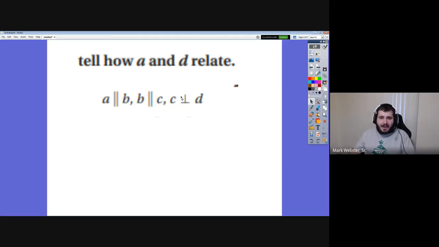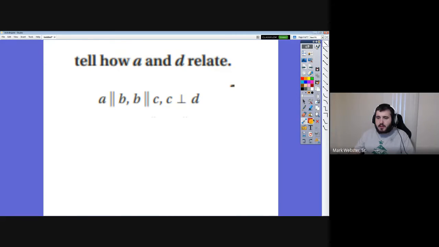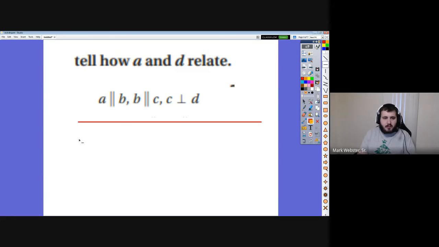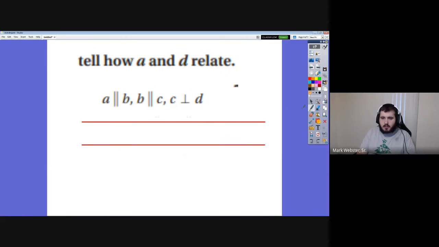So I want to know about A and D. How do they relate to each other? Well, let me figure it out. What do I have here? A and B are parallel, so let me draw two parallel lines. There's A, there's B.